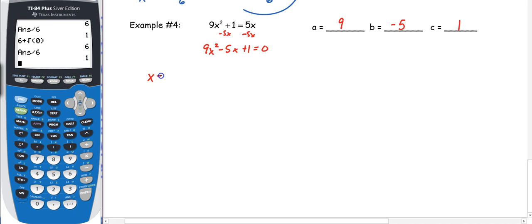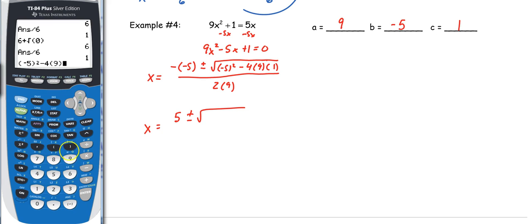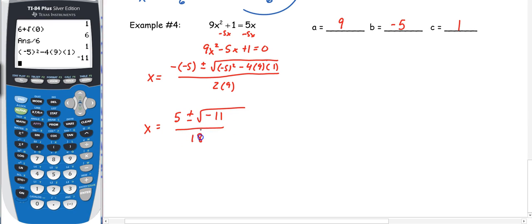So when I do quadratic formula, x equals negative times the b value plus or minus the square root of negative 5 squared minus 4 times the a value times the c value, all over 2 times the a value. So I get x equals 5 plus or minus. I need to do my square root. So negative parenthesis negative 5 squared minus 4 times 9 times 1 gets us negative 11 all over 18.